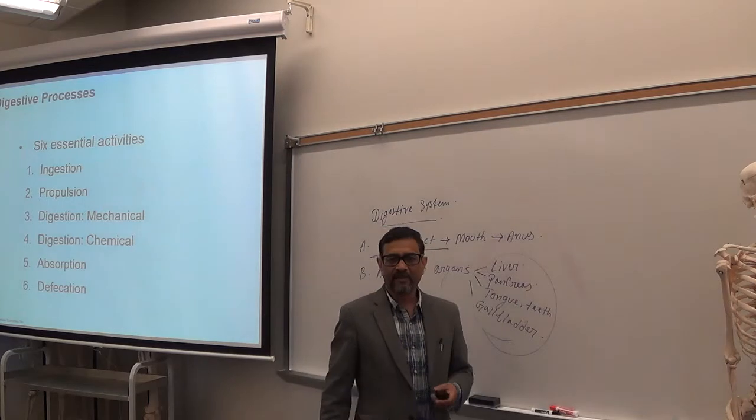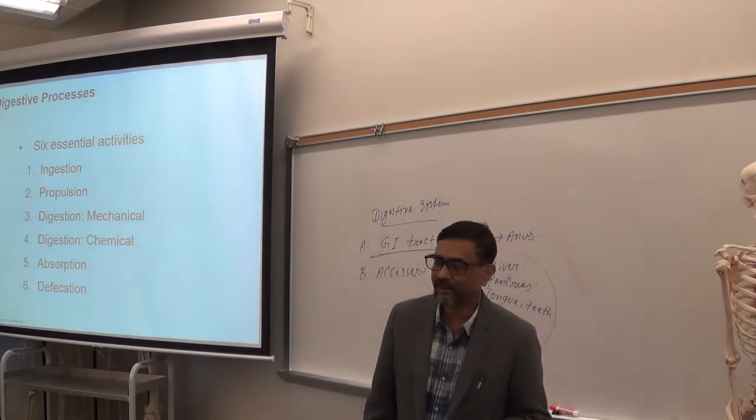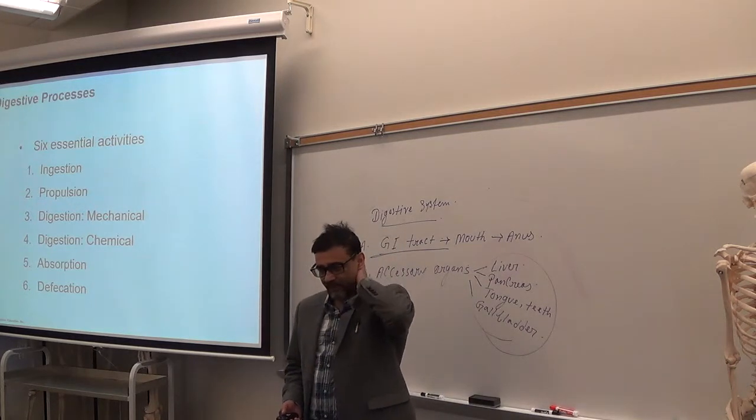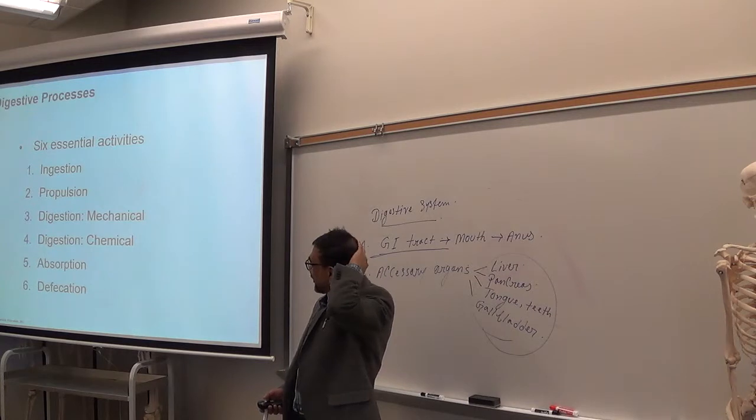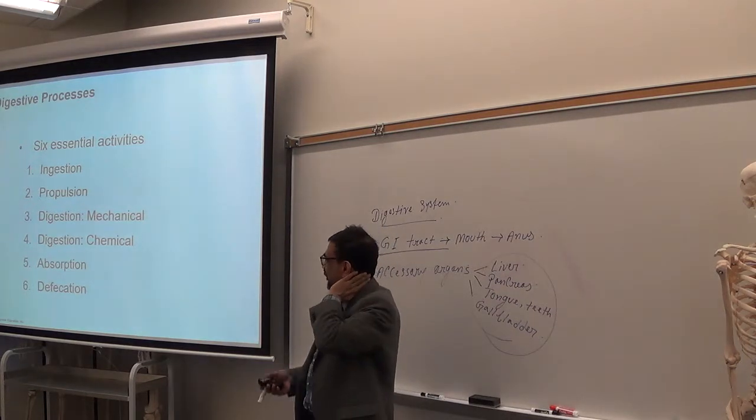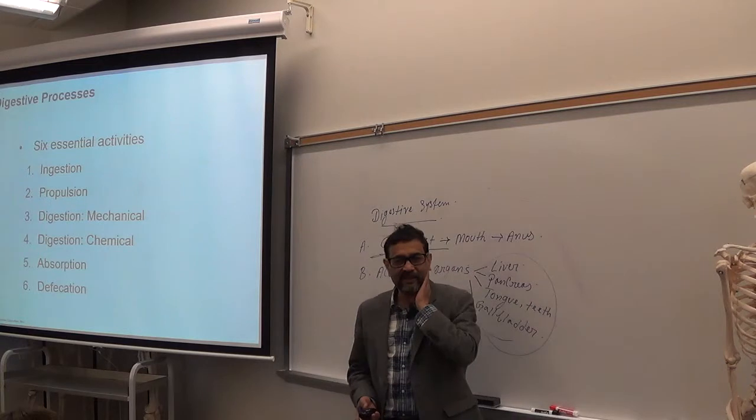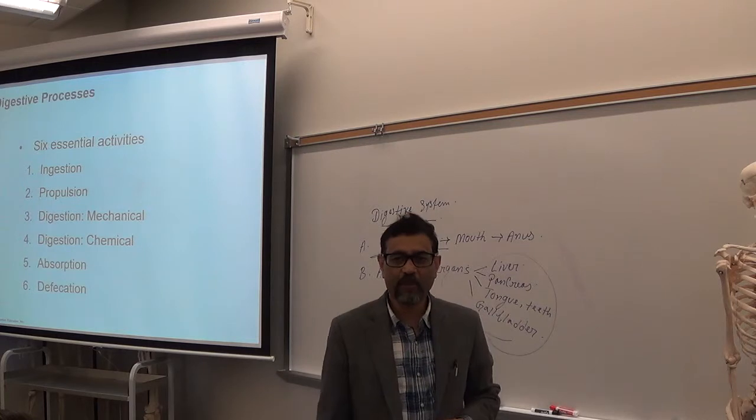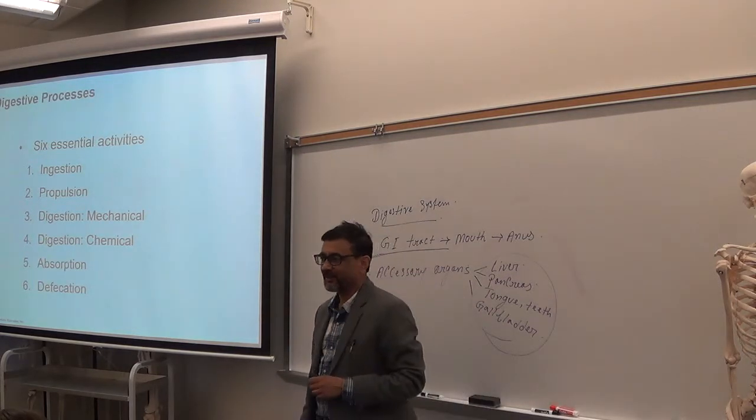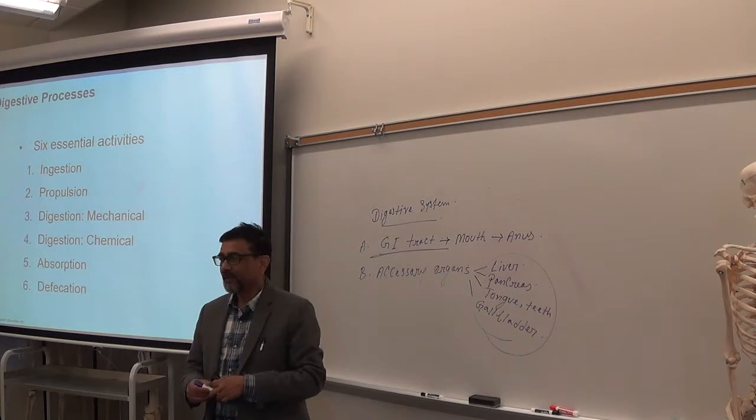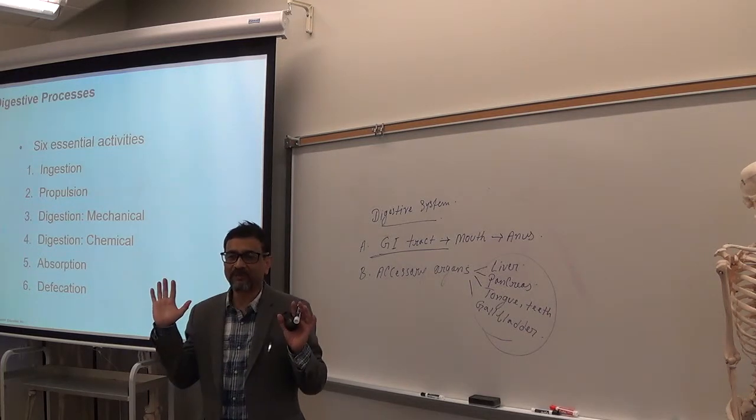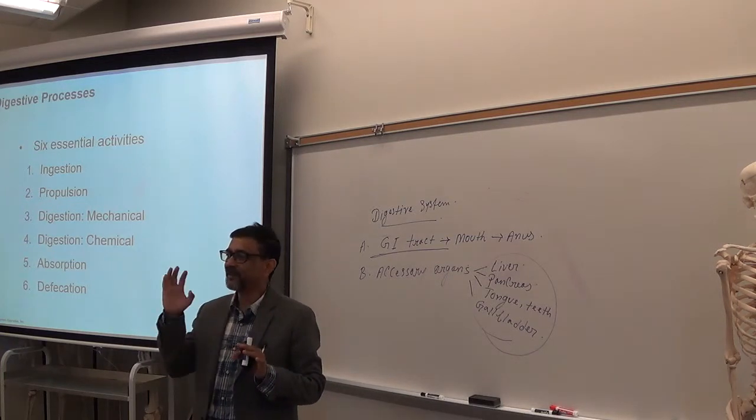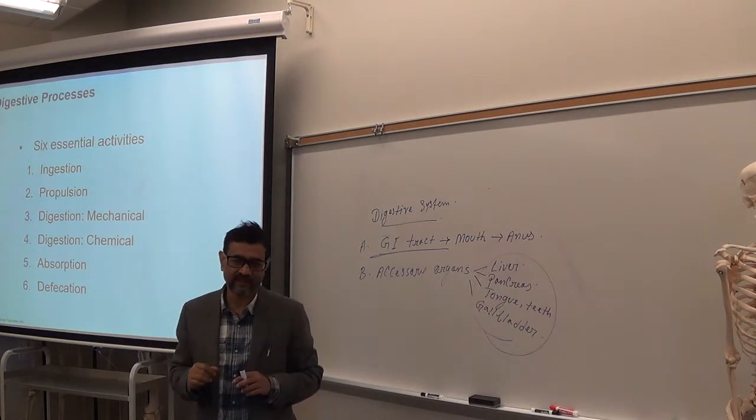Processes that take place in the GI tract. Six processes take place in the GI tract or digestive system: ingestion, propulsion, mechanical digestion, chemical digestion, absorption, and defecation. Ingestion, very simple. You see, putting the food in your mouth. That's the first process, right? You put the food where? In the mouth. So that is ingestion.